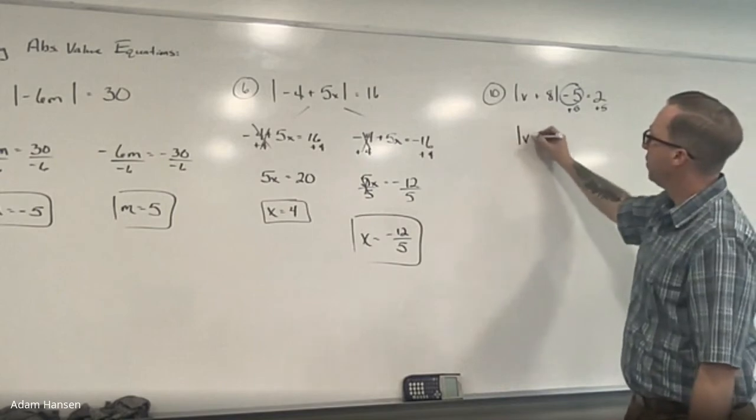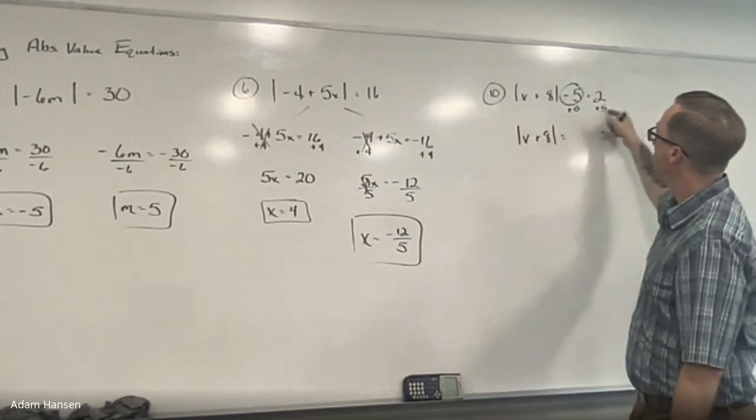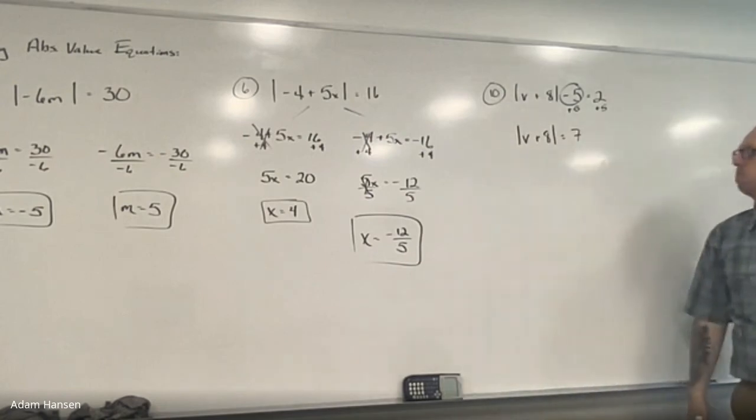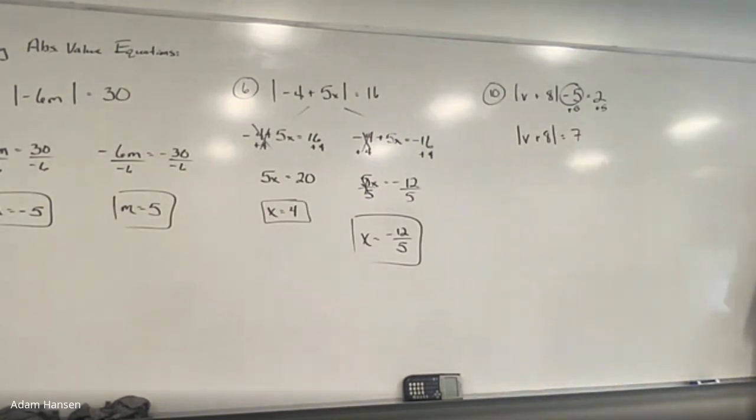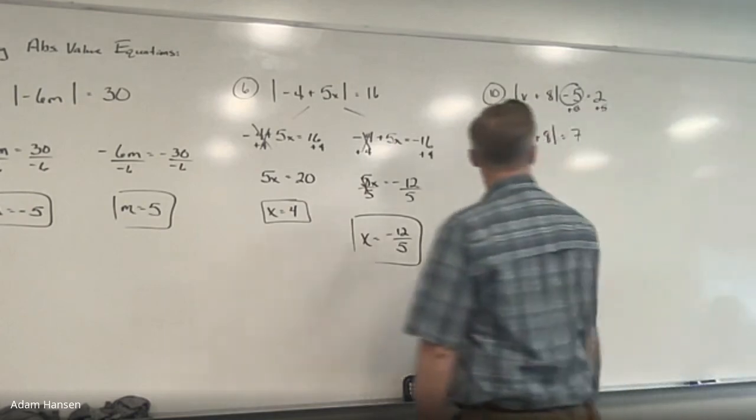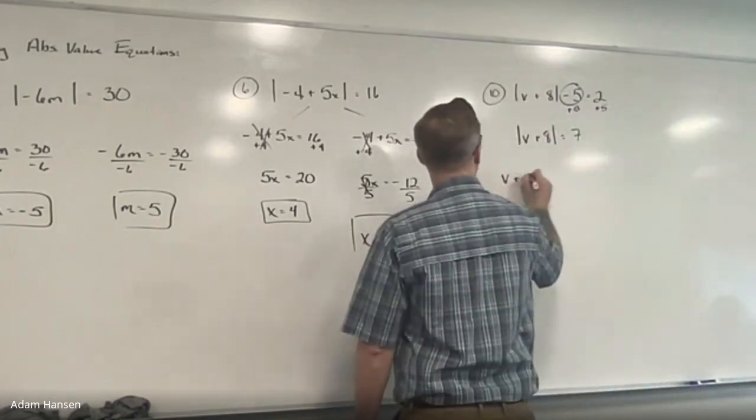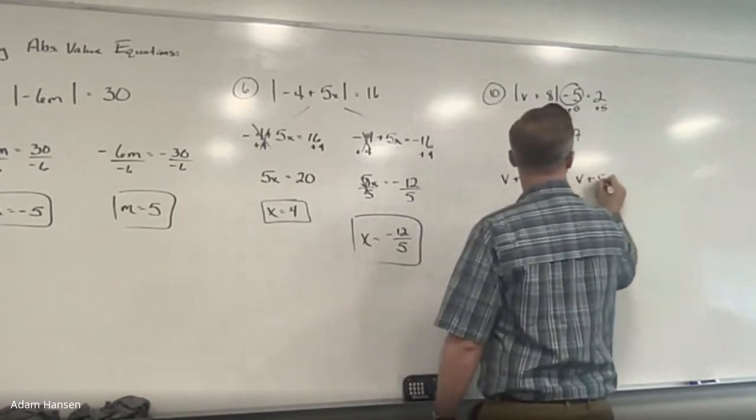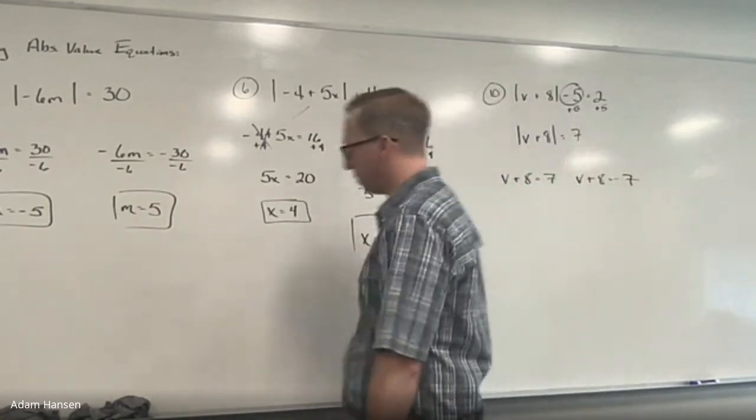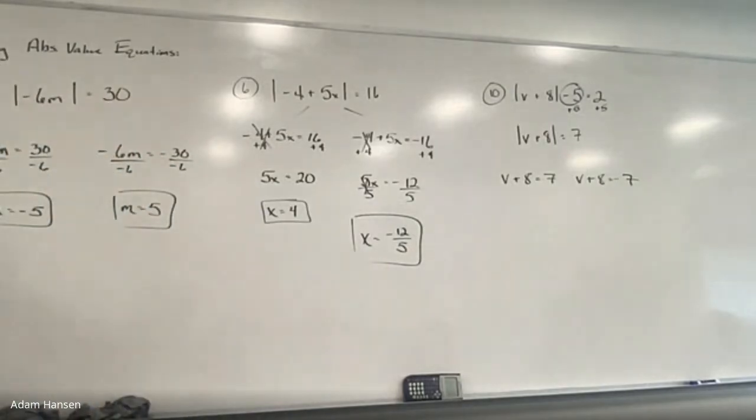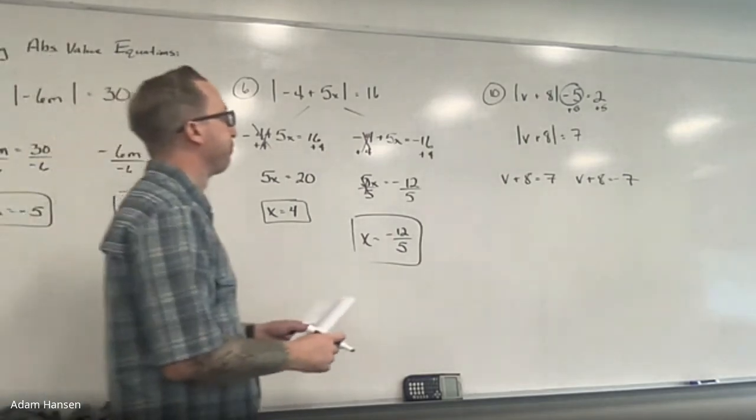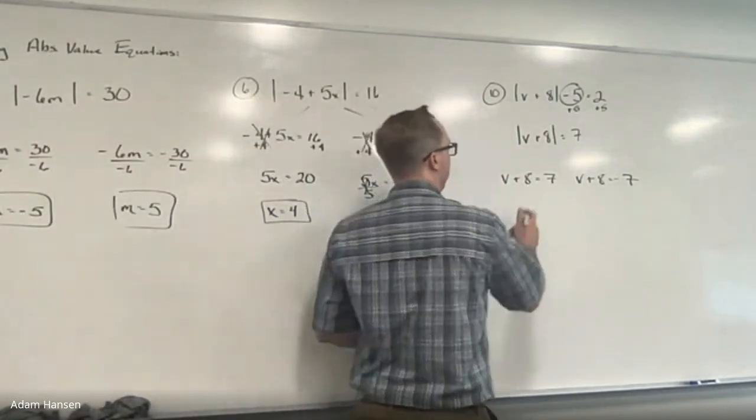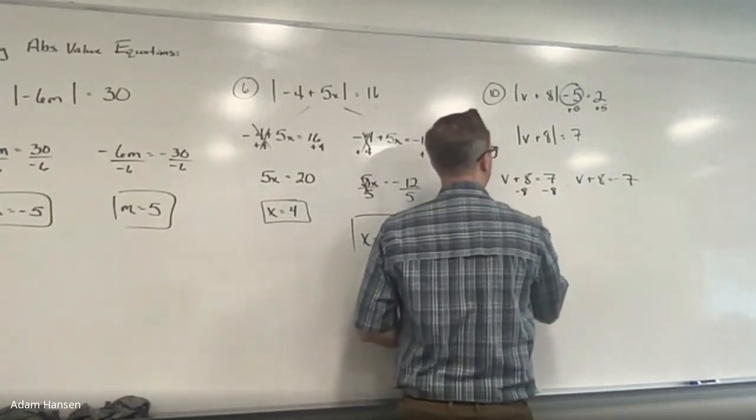Absolute value of v plus 8 equals 7, since 2 and 5 makes 7. I need to solve for v to make what's inside that quantity the numbers that are 7 away from 0. What numbers have an absolute value of 7? Right, negative 7 and 7. We just split it apart. You guys are getting good at that. Solve for each. Take away 8.